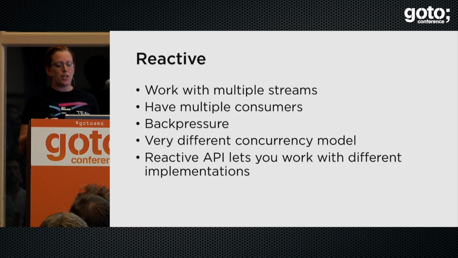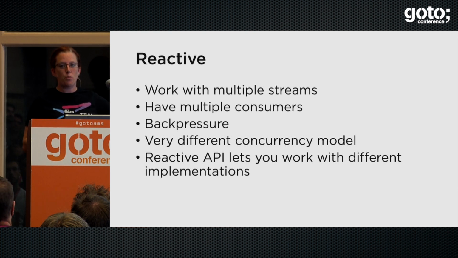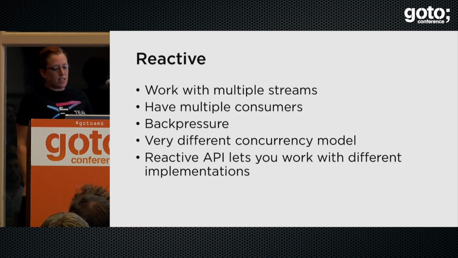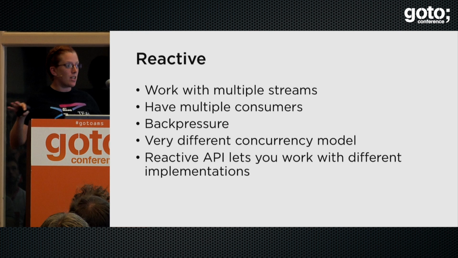You treat back pressure as being like a first-class thing to consider. Like, what do I do if the producer is producing more than the consumer can consume? Do I drop messages? Do I block? Do I send a message to the user saying, stop pressing that button so much? I mean, what do I do in the case where I have back pressure? It has a very different concurrency model. There's threading going on underneath the covers sometimes that you're not aware of, whereas Java 8 streams are single-threaded unless you tell them to be parallel.